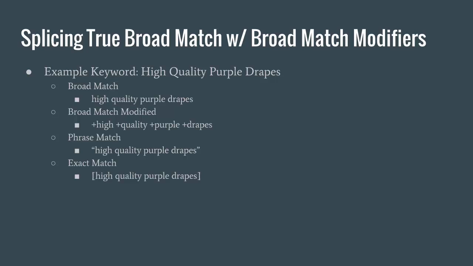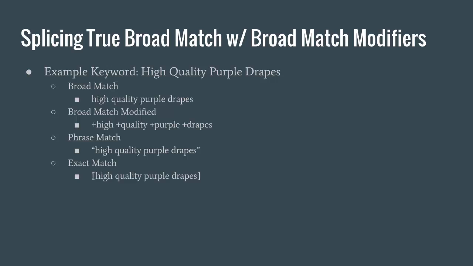I'm going to use an example throughout. I started trying to write this out very generically, but I think it'll just be easier to use an example. So we're going to be using this example keyword at the top here, high quality purple drapes. Let's say you're a drape company that sells high quality purple drapes. We're going to develop a list of keywords that you might use for an AdWords campaign using this technique of splicing true broad match with broad match modifiers.